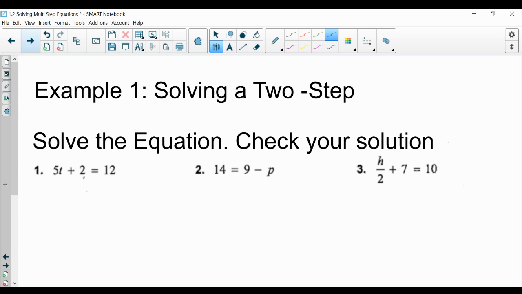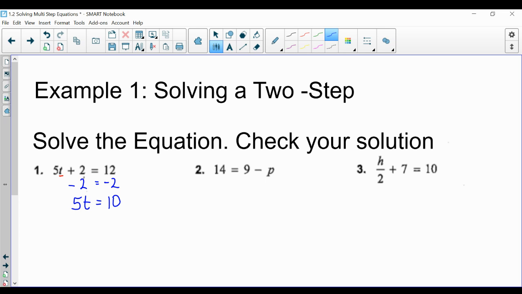Okay, my first thing is I need to look and see where the variable is. I can see right now that my variable is t. So I want to get t by itself. I want to isolate t. I always want to do any addition subtraction first to do my isolation. So I'm going to do subtraction property of equality, inverse operation. I have a positive 2, so the opposite of a positive 2 is a negative 2. Now I'm going to simplify that. So now I have 5t, bring everything down, is equal to 10.